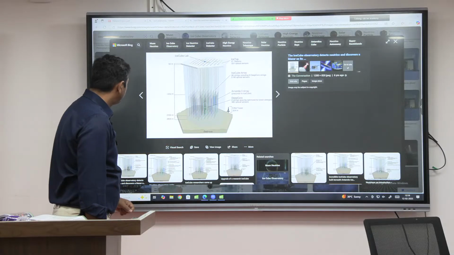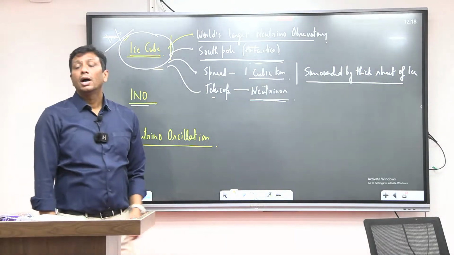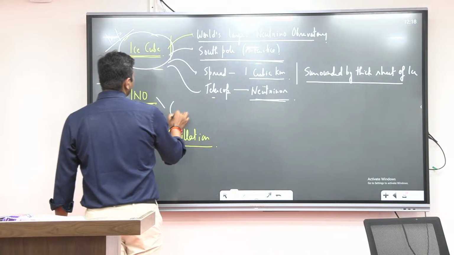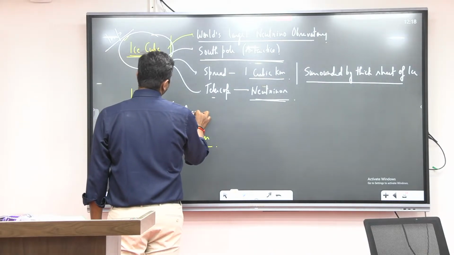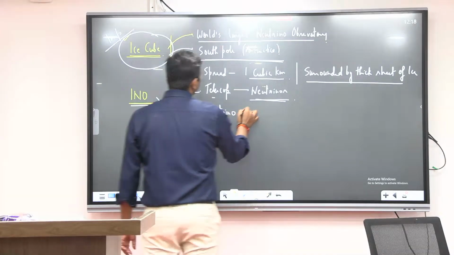Okay, deep. What is INO? INO is the Indian Neutrino Observatory.